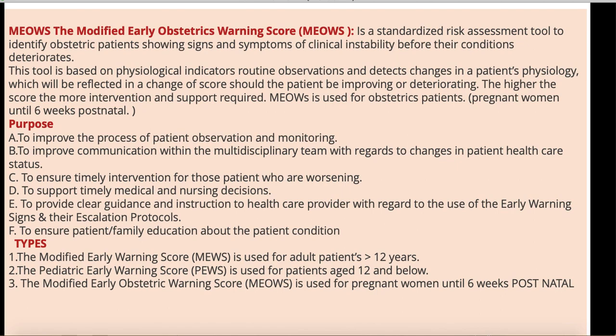What are the types of MUSE? There are three types according to the suitability of the patient's age and need. The modified early warning score is used for adult patients who are more than 12 years, the non-pregnant women and the males. The paediatric early warning score is used for patients whose age is less than 12 years, or 8 to 12 years. The modified early obstetric warning score is used for pregnant women until 6 weeks postnatal.